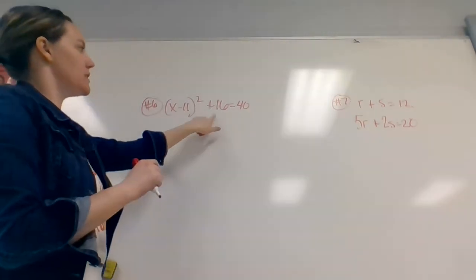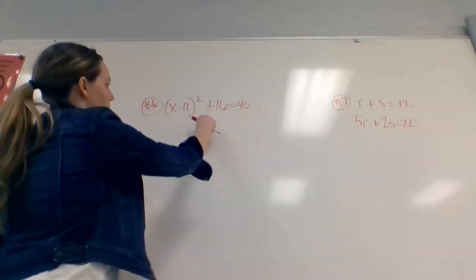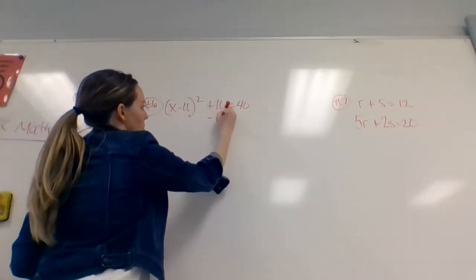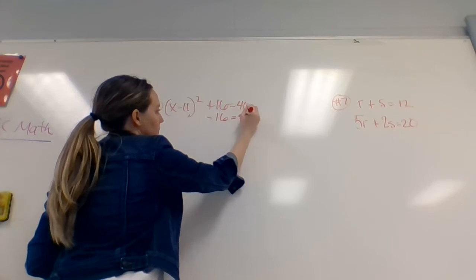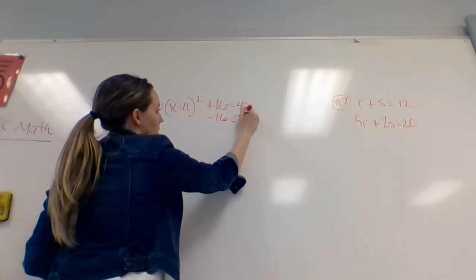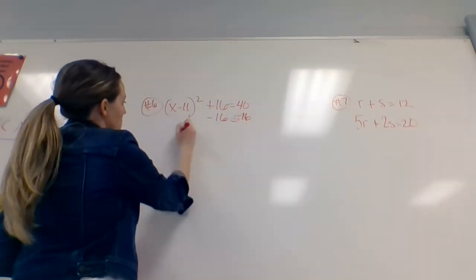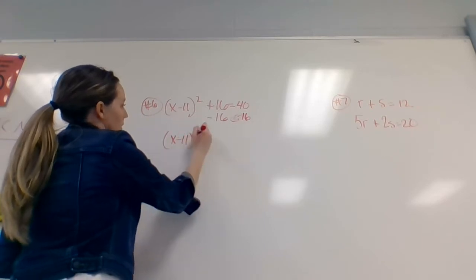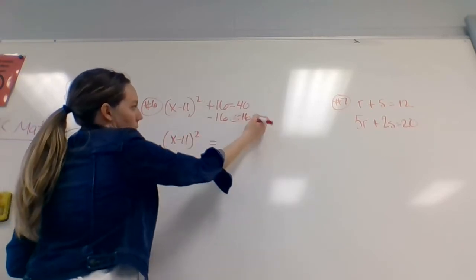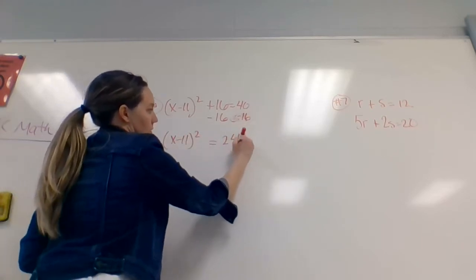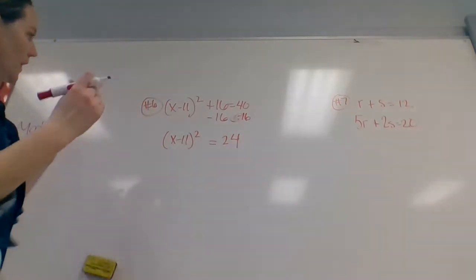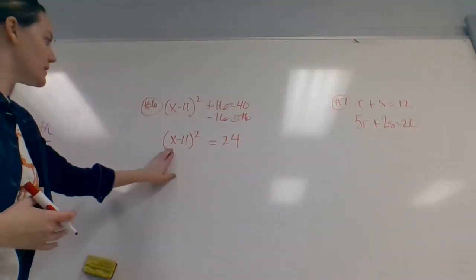I'm going to go to this 16 first to get rid of it. Because it's being added here, I'm going to subtract it from both sides. Oops, this should be minus 16 here. So I'm going to be left with (x minus 11) squared equals 40 minus 16, which leaves me with 24.